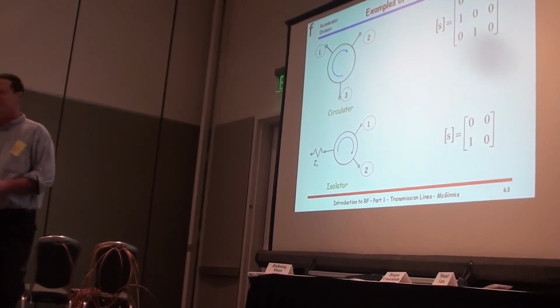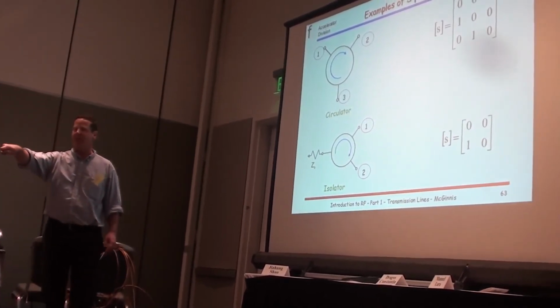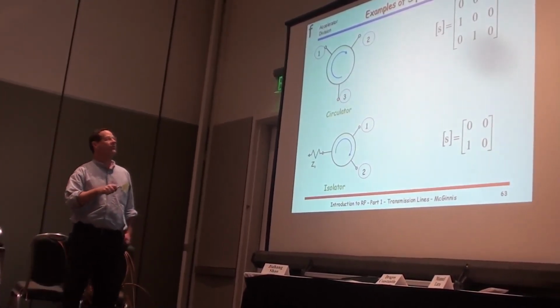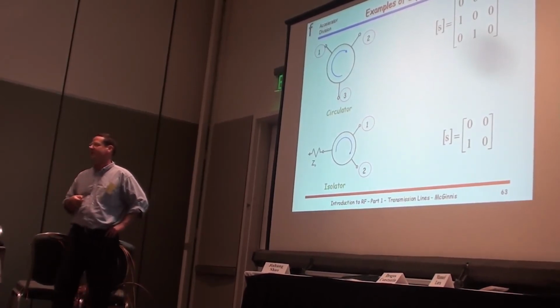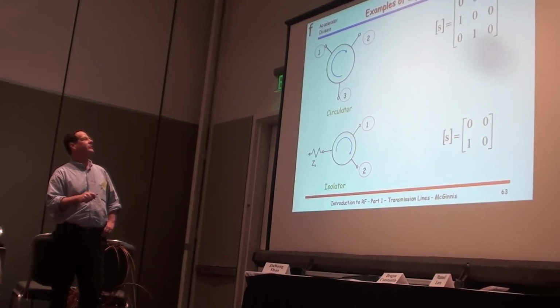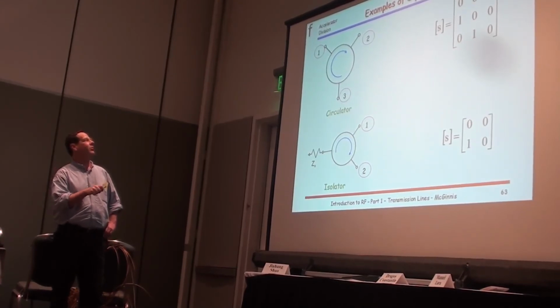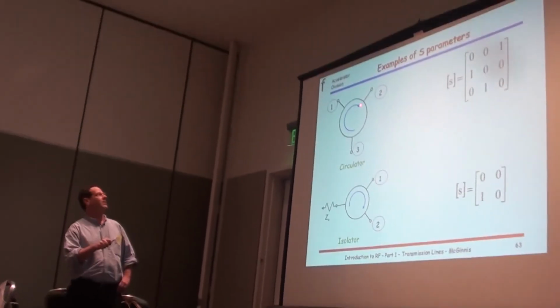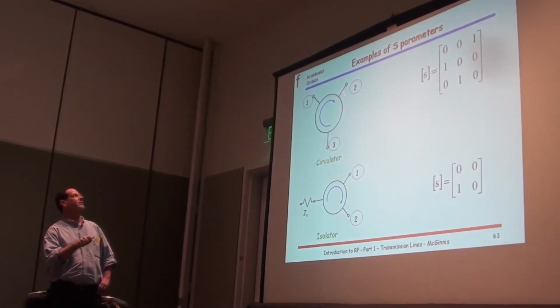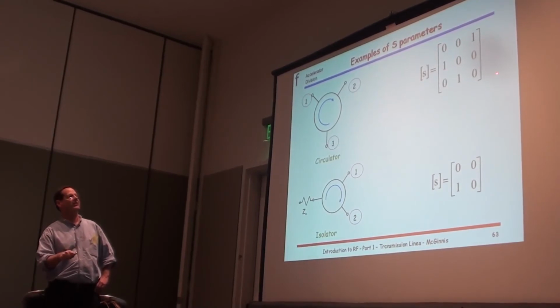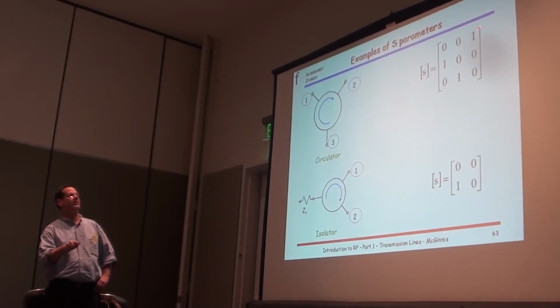A circulator is used all the time in RF power systems. You see them used to protect klystrons. Basically, with a circulator, you send a signal into port 1, it goes to port 2, but it does not go to port 3. You send a signal to port 2, it goes to port 3, but it does not go to port 1. So you see the diagonal terms are 0, and you see this wacky pattern going through here.